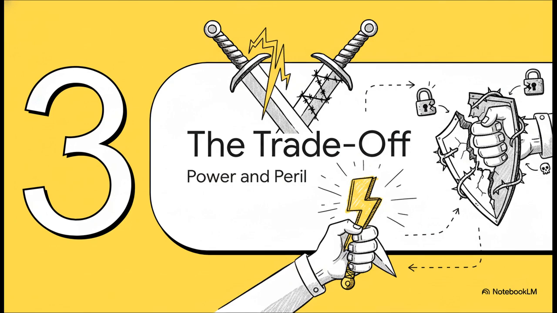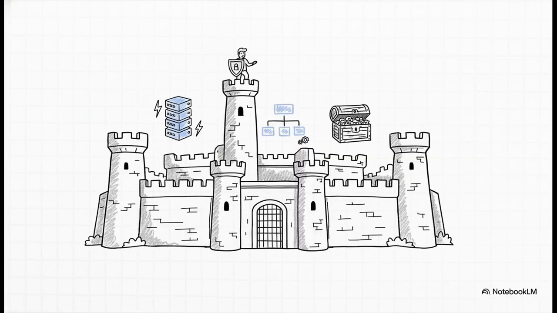Because that control is a classic double-edged sword. It gives you incredible power, but oh yeah, it also comes with some very real peril. I want you to think about it like this. Your self-hosted n8n instance, it's your own personal fortress. Inside, you've got all your treasures.